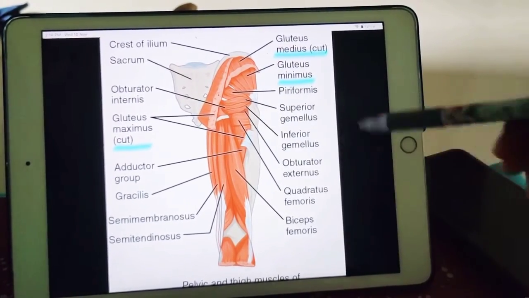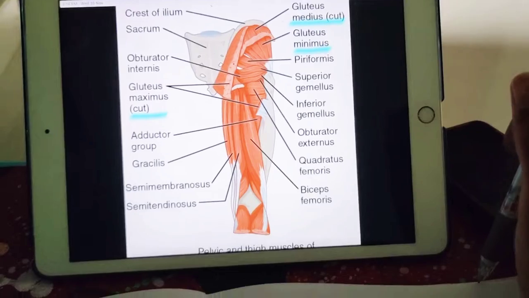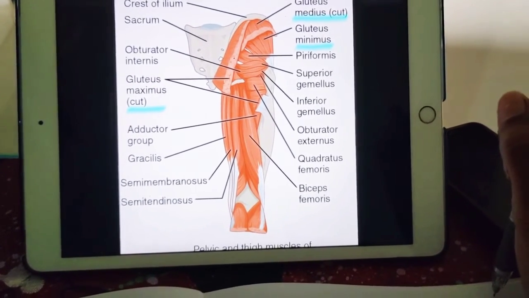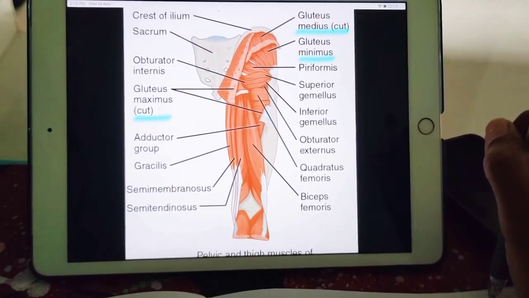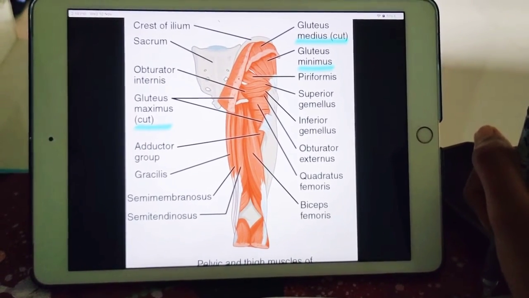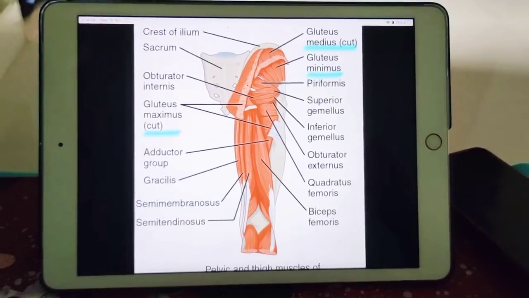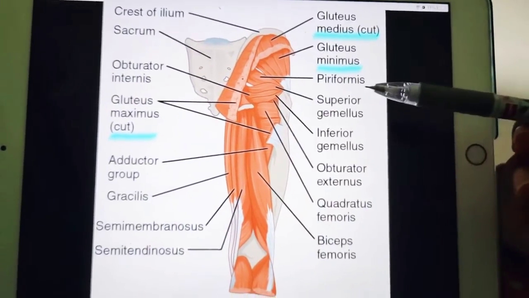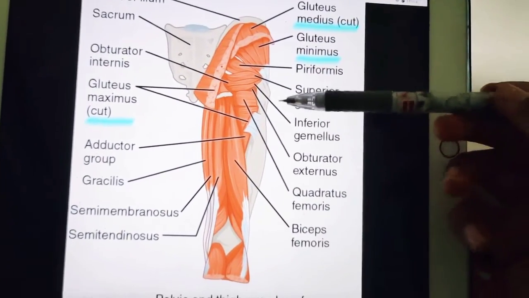It is of course supplied by the nerve to obturator internus, right? So in simple words, you can say it gets its origin from the pelvis and is inserted into the medial side of the greater trochanter, supplied by the nerve to obturator internus. So next, we will discuss quadratus femoris.